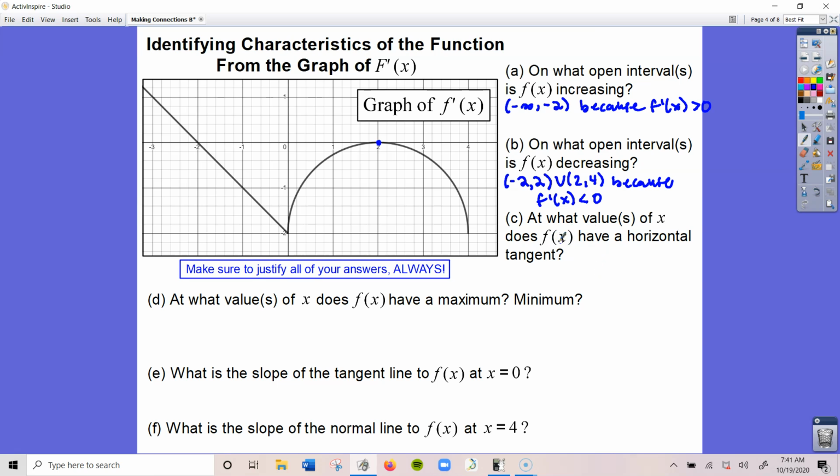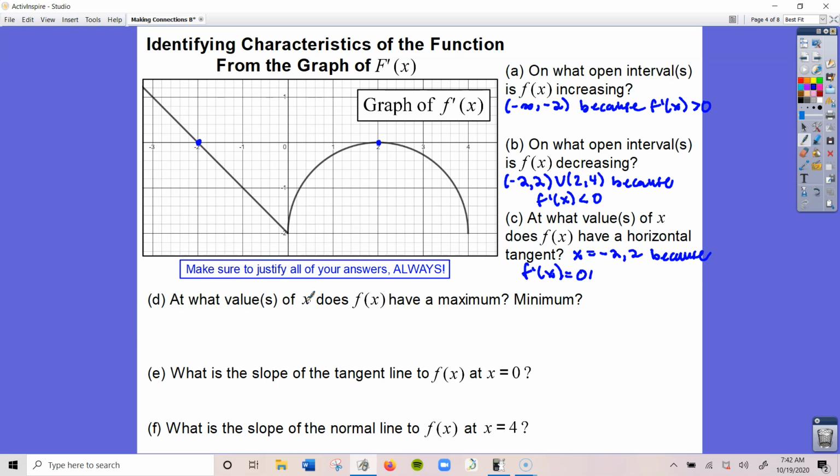At what values of x does f of x have a horizontal tangent? Now, f of x has a horizontal tangent as long as the derivative is equal to 0. This is the derivative, so it equals 0 when it touches your x-axis. So f of x has a horizontal tangent at x is equal to -2 and 2. And we would say because f prime of x is equal to 0.